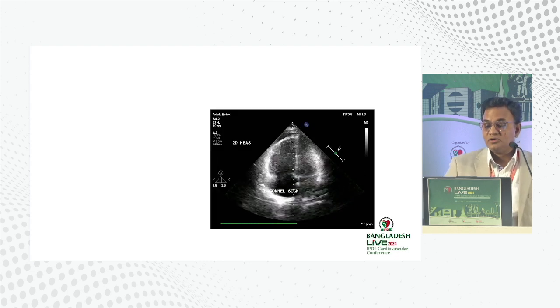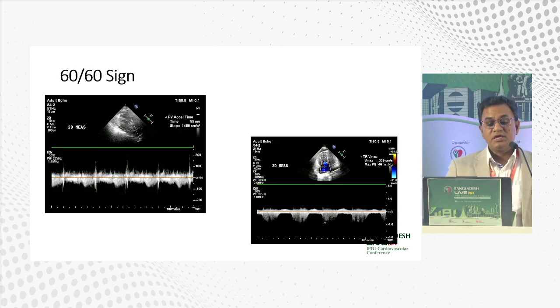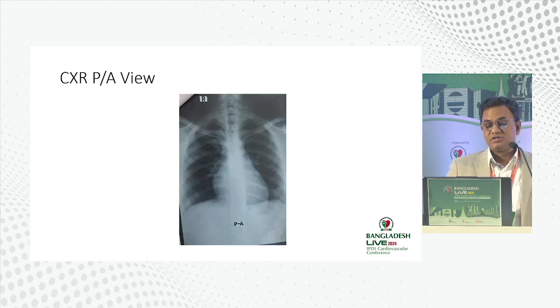Look at this video clip. RA and RV are dilated, and look, the base and mid level of the RV is akinetic, whereas the apex is contractile. This is called McConnell's sign. There is also the 60/60 sign, that means pulmonary acceleration time less than 60 milliseconds, as well as a TR peak gradient of less than 60 millimeters of mercury. So the chest X-ray was unremarkable.